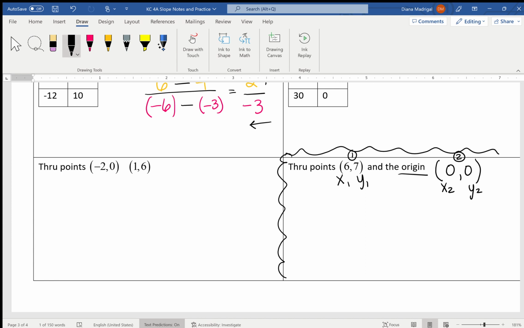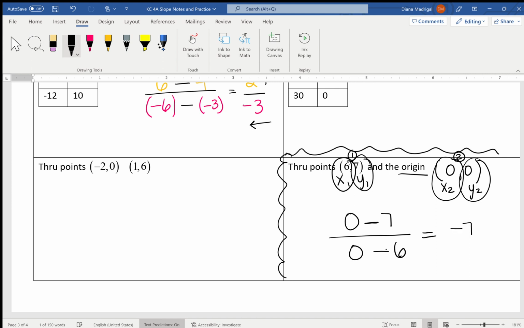Okay, my formula is y2, which is 0, minus y1, which is 7, over x2, which is 0, minus x1, which is 6. So my answer in this one is just going to be -7 over -6. All right. I just wanted to go over it with you because of the origin point. I need you to understand origin means just 0, 0. Okay? All right, make sure you finish all the other problems on your own and make sure you get it checked by me.